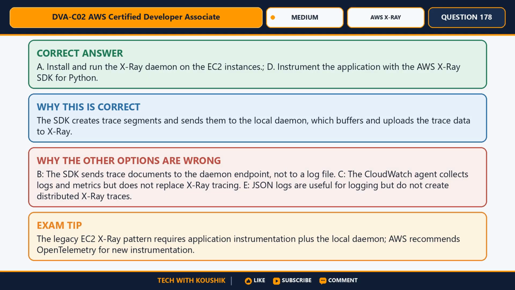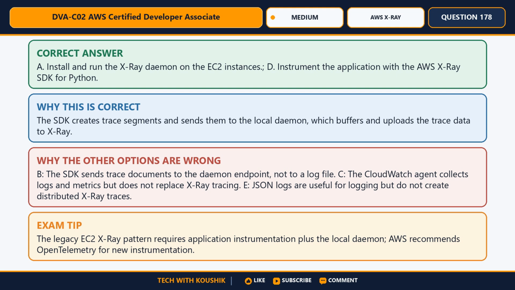The correct answer is A, install and run the X-Ray daemon on the EC2 instances, and D, instrument the application with the AWS X-Ray SDK for Python. Here is why. The SDK creates trace segments and sends them to the local daemon, which buffers and uploads the trace data to X-Ray. Why are the other options not correct?